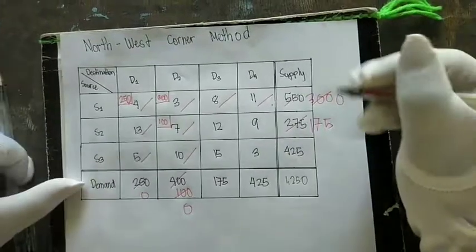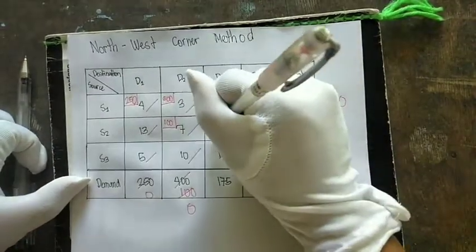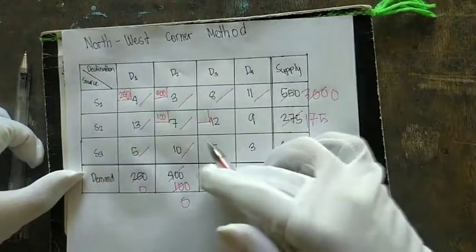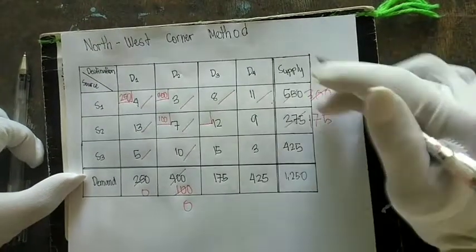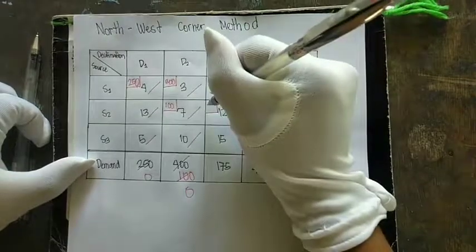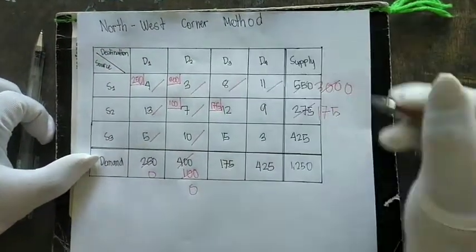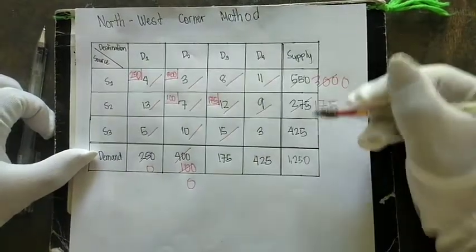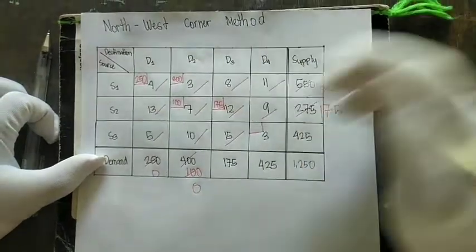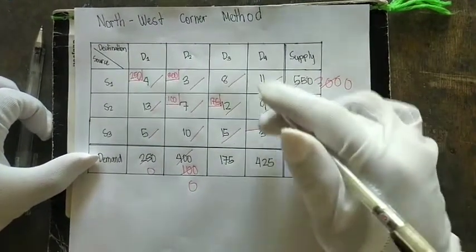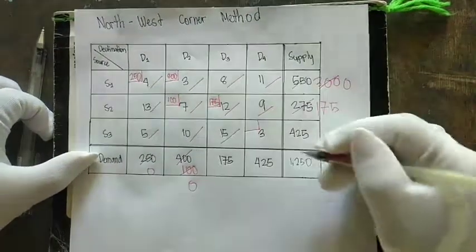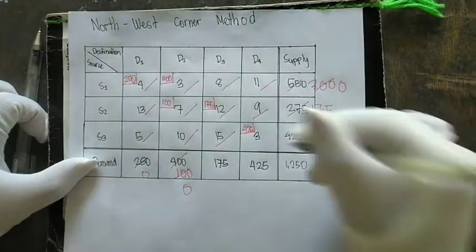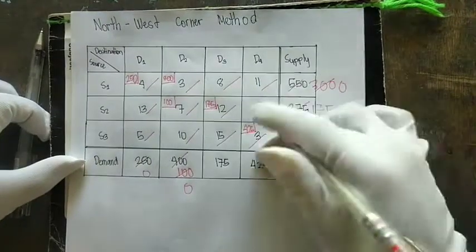So our next step, we move to this area. Since the supply and demand have different values, we will put this 175 in this cell and this column will be cancelled out. And the next will be in this cell. So our remaining cell is this, and our supply and demand are the same, so we will put this 425 in this cell and cancel this column and row.